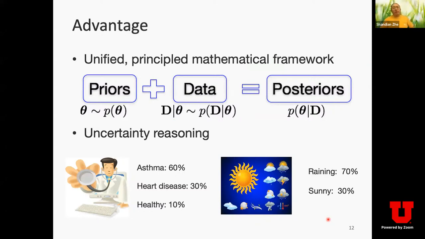So what is the advantage of probabilistic learning? From the modern perspective, it provides a unified and principled mathematical framework to learn almost everything, for every task. If you have taken my entry-level machine learning class before, you must have seen that for different models, we come up with different loss functions. Some fit the data, some need regularization, and we summarize them with frameworks like empirical risk minimization and regularized risk minimization.